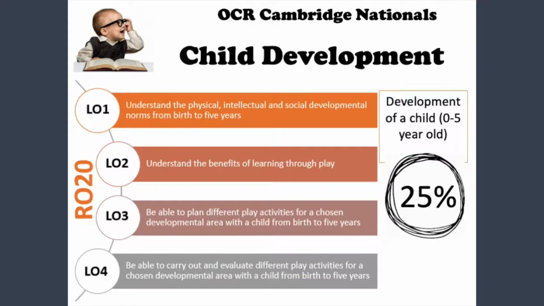RO20 is about the development of a child from 0 to 5 years. So you really could do with access to a child within that age bracket, although it's not impossible to do the course without. In this unit, you will look at the physical, intellectual, and social development norms of a child from 0 to 5 years. You'll look at the benefits of learning through play and the different types of play that they can learn through. Then you'll do a very small child study where you plan activities for your chosen child and then carry them out and then evaluate them.